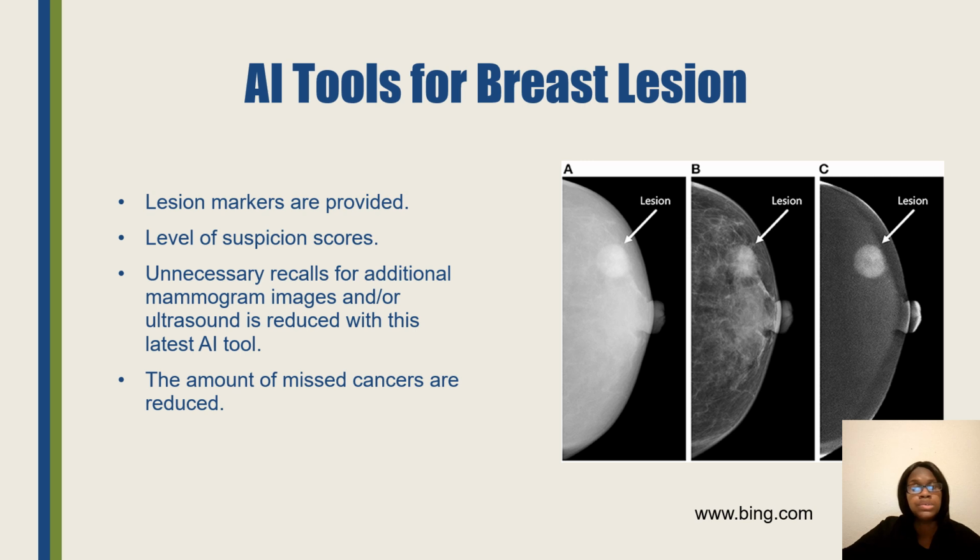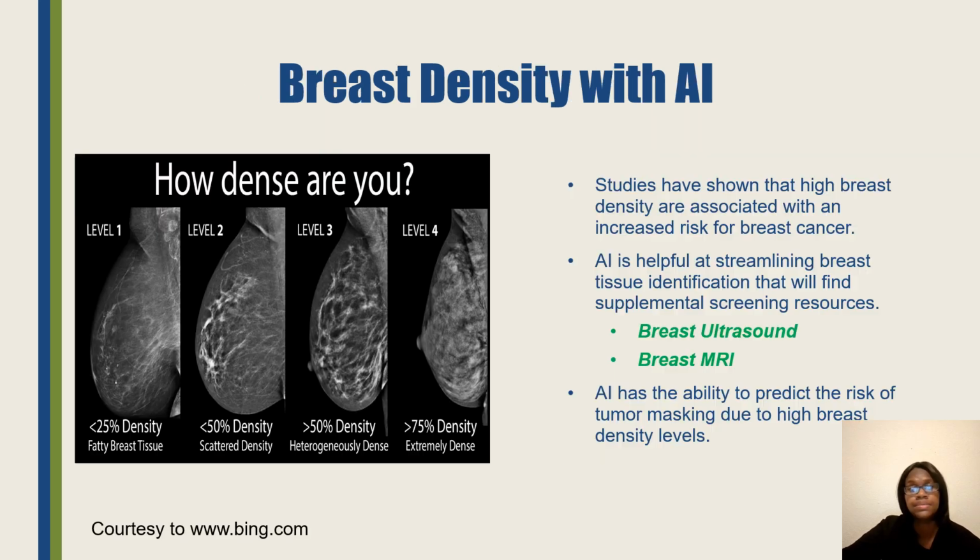You have different tools in AI that can help provide a lesion marker, detect suspicious scores or suspicious abnormalities. And you also have another example of the breast density. And is AI able to predict the risk for a tumor assessment? How well can they recommend if a patient should come back for a breast ultrasound or a breast MRI?